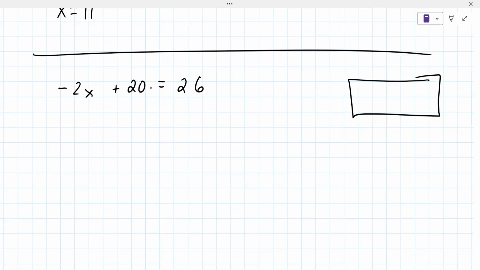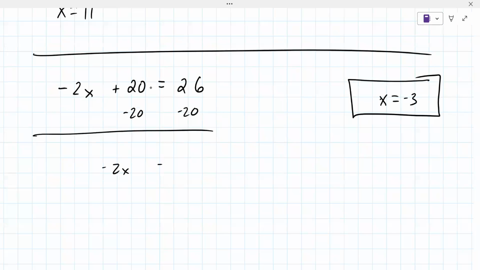Now what you do is subtract 20 from both sides. I want the final answer, Sourish. I've shown you 4, 5, 6 examples. That's -3, x equals -3. All right, so you're going to subtract 20 from both sides. Minus 2x equals 6, divide by -2. And yes, x equals -3.